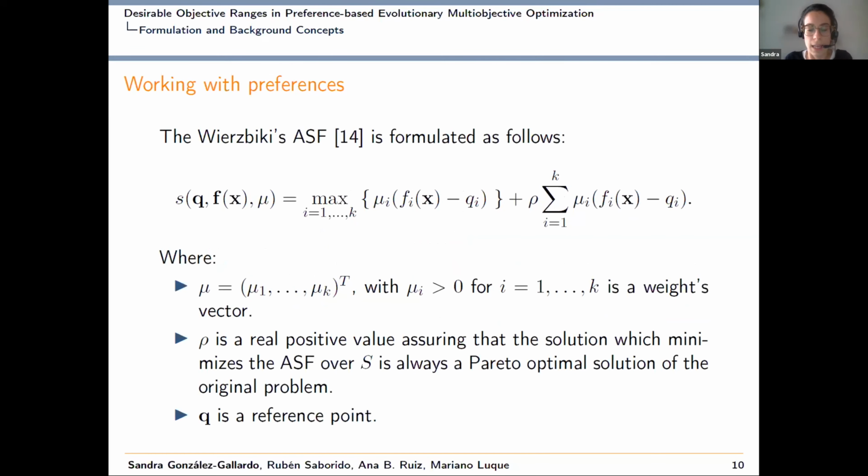Well, in order to obtain the Pareto optimal solutions of a multi-objective optimization problem, we use an achievement scalarizing function proposed by Wierzbicki. The achievement scalarizing function is defined as follows, in which q is a reference point, mu is a weight vector with all components positive, and rho is a positive real value.